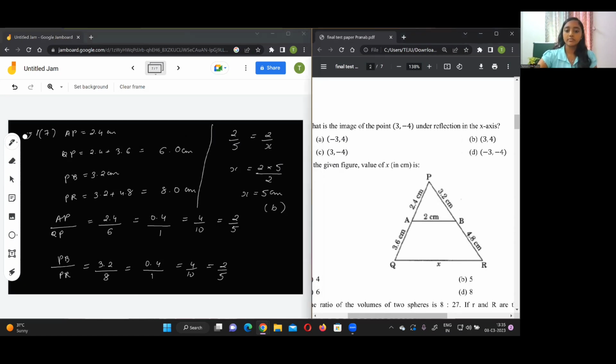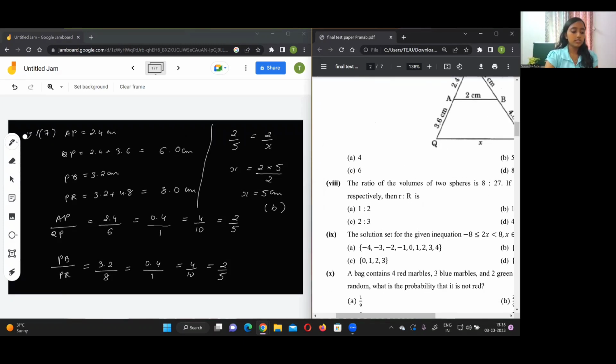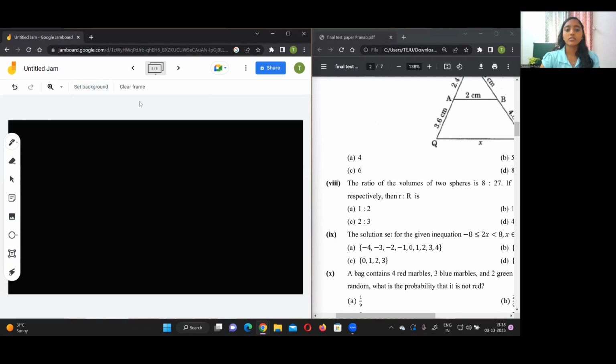This is a very simple question, right? Shall we go on to the next question, please? Yeah, let's go on to the next question, the eighth one. Every time I'm trying to set the background is black because that's how I like it. Let's go on to the eighth question.